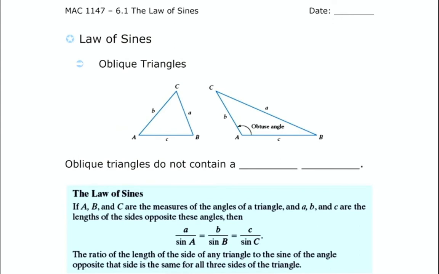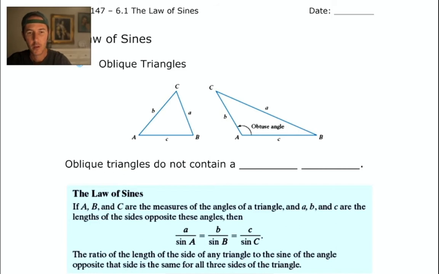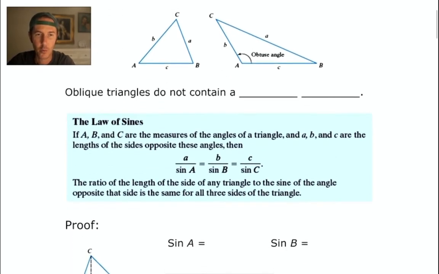So we could be talking about the law of sines as pertains to a right triangle, I suppose, although it's a little bit overkill for a right triangle. We could be looking at an obtuse triangle, as you're seeing on the right, or we could be working with an acute triangle on the left, but really, the law of sines is most useful when we are working with a triangle that's not a right triangle, which makes it an oblique triangle. So oblique triangles do not contain a right angle.